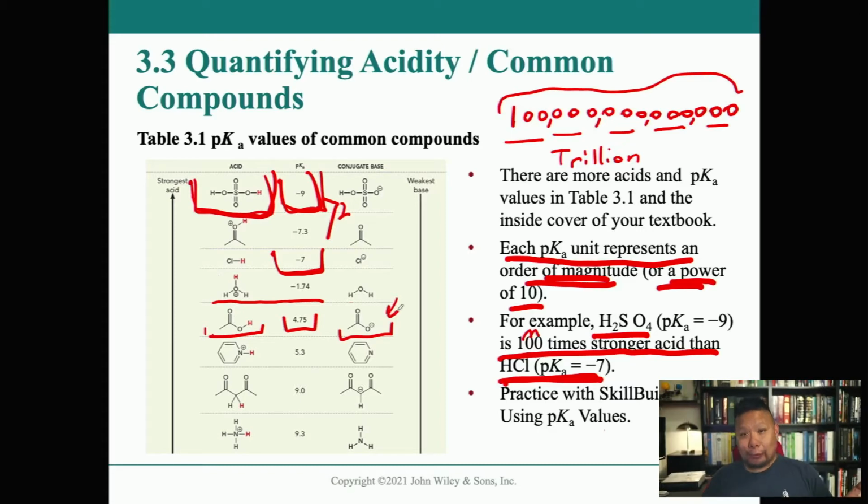So you can see why we have to do this thing where we take the negative log of the Ka to get the pKa, because if we didn't, we'd be dealing with these really huge numbers, right? And it's really difficult to deal with those kinds of numbers. My calculator screen doesn't show that many numbers, right? Again, a plug for Wiley Plus. You can't see what it says here, but practice Skill Builder 3.2 for using pKa values.